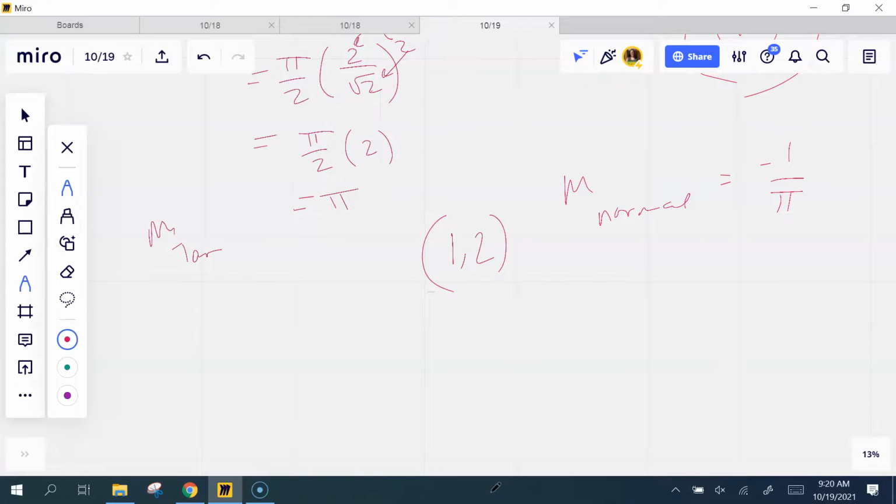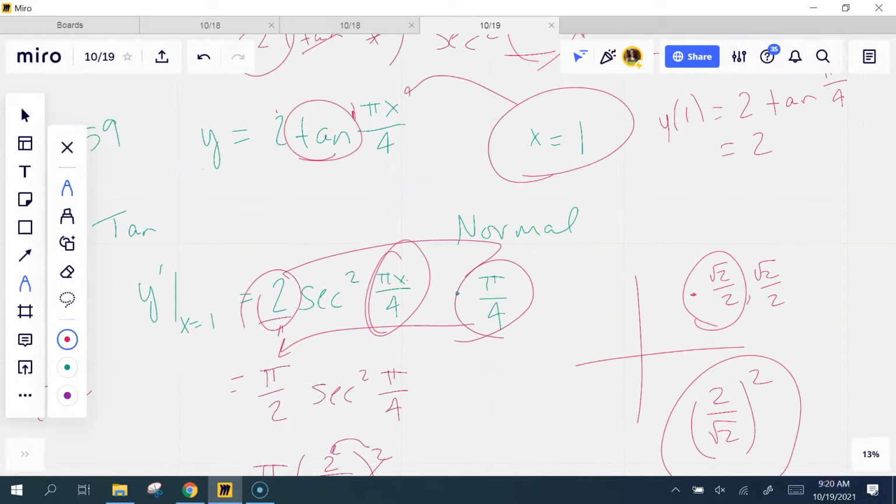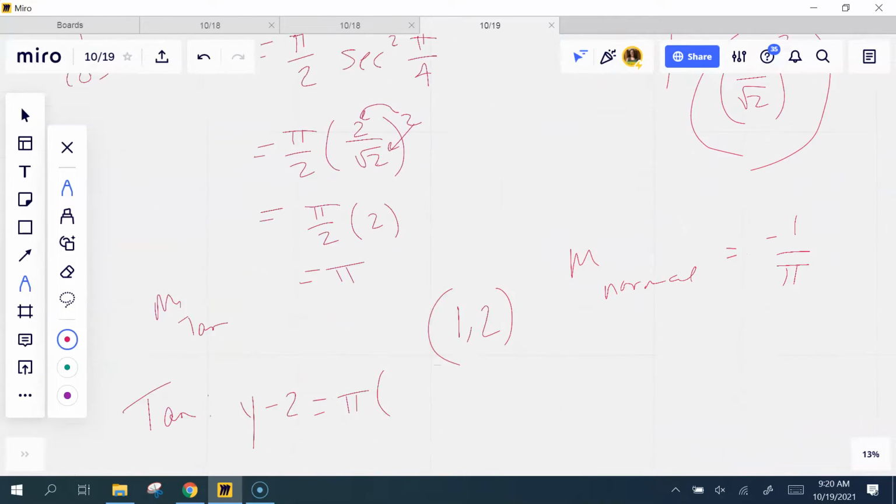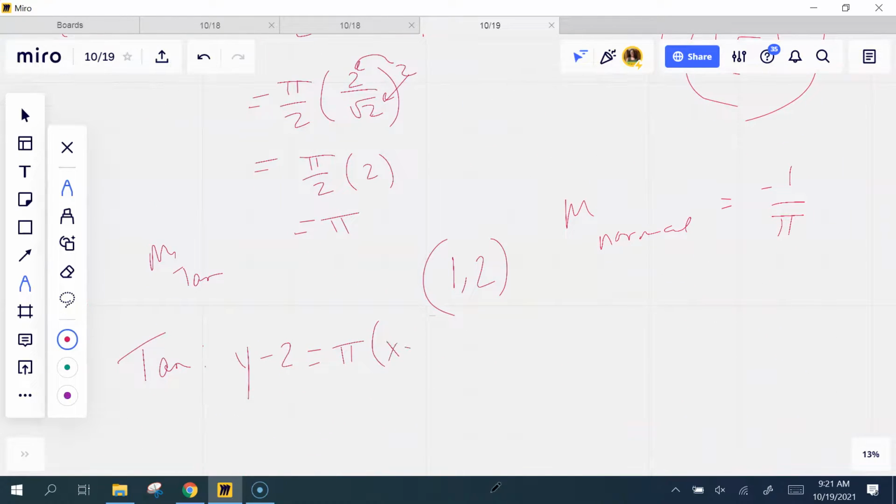Well, where'd you get the 1 from? Did you just plug in 1? Because it told me 1. It said when x equals 1. Alright. So then the normal would be y minus 2 equals negative 1 over pi. So your homework's going to get a little bit hairier than that.